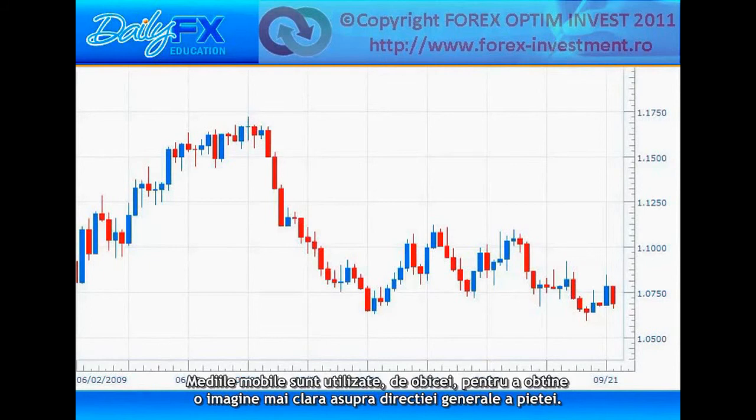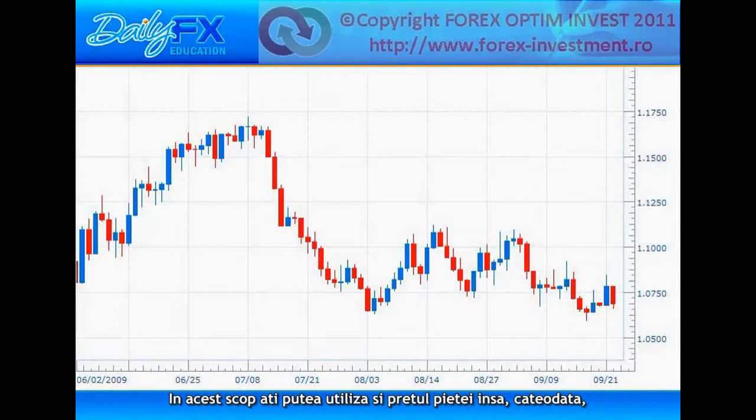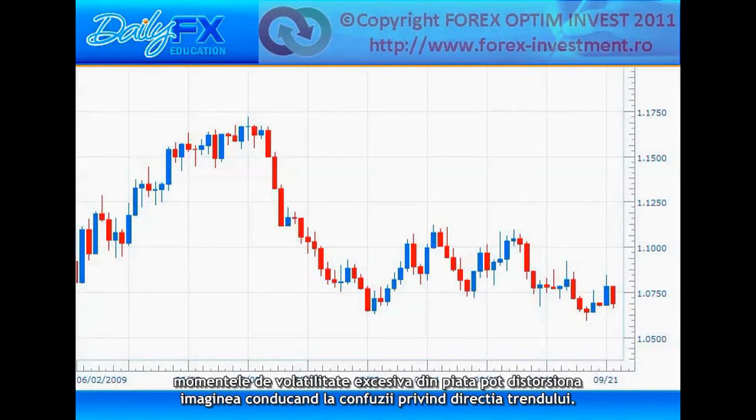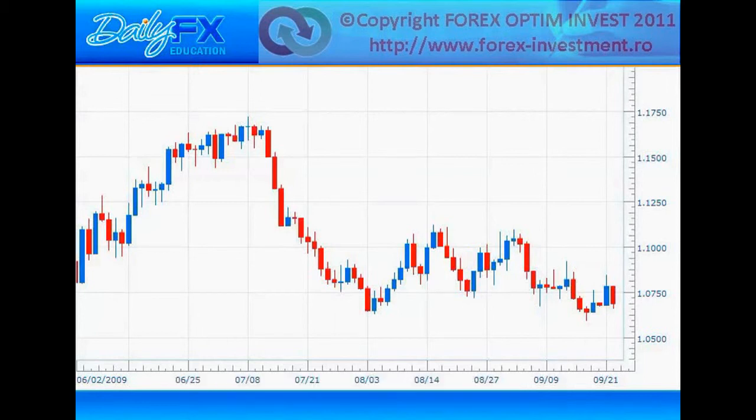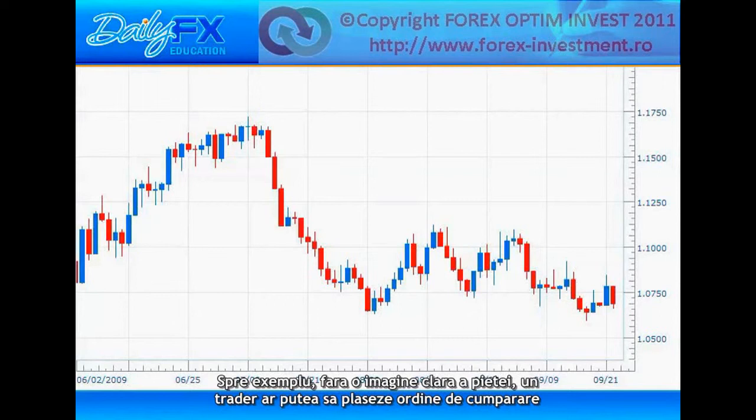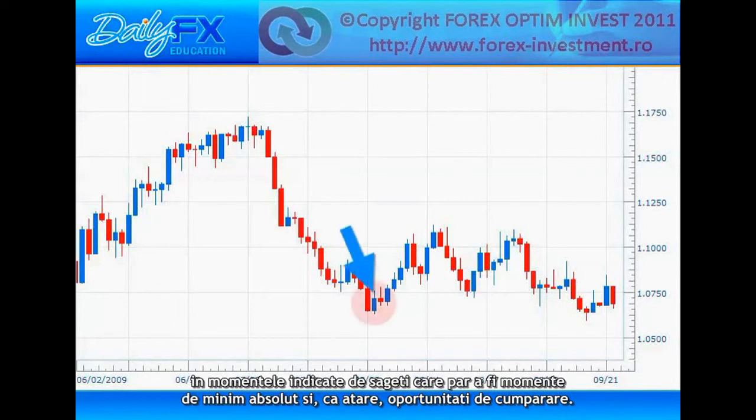Moving averages are typically used to get a clearer picture of the general trend of the market. You may also use the price of the market itself, but sometimes excess volatility can cloud the picture, which can result in confusion about the underlying direction of the trend. For example, without a clearer picture of the market, some traders might want to buy here, here, or here, which seems to be lows and possibly good buying opportunities.